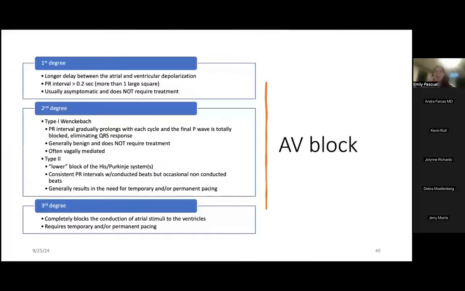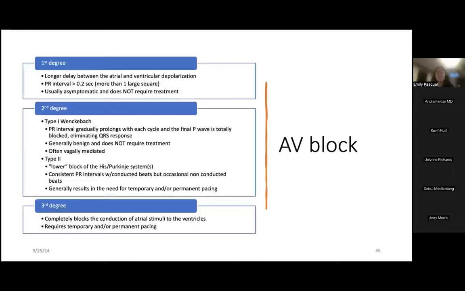So obviously bradyarrhythmias aren't limited just to slow heart rates and pauses and things like that. There are different types of heart block. So first degree AV block is essentially the PR interval is more than 0.2 seconds. So if you measure from the P wave to the R, it's more than one large square. This just means that there's a delay in the signal traveling from the atrium to the ventricle. What that means is there's disease at the level of the AV node, so that conduction is just slow. This is usually not symptomatic and doesn't require any treatment.